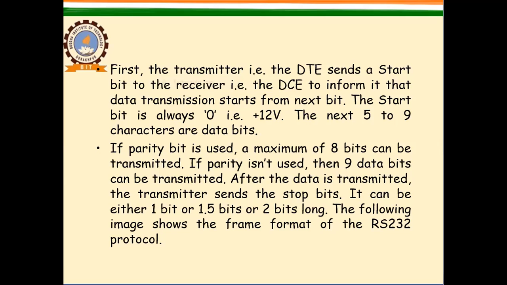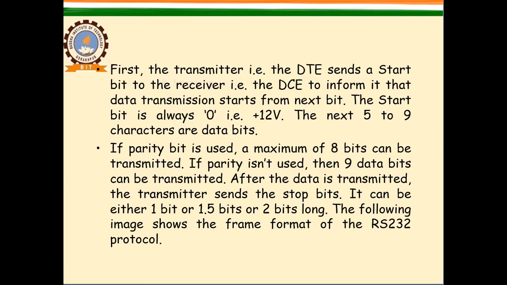And after sending the start bit, the actual data is in the range of 5 to 9 bits. If you are using a parity bit, a maximum of 8 data bits can be transmitted, because the maximum is 9 bits. So in that case, 8 plus 1, that is 9 bits including the parity bit, are transmitted. And if parity isn't used, then a total of 9 data bits can be transmitted.